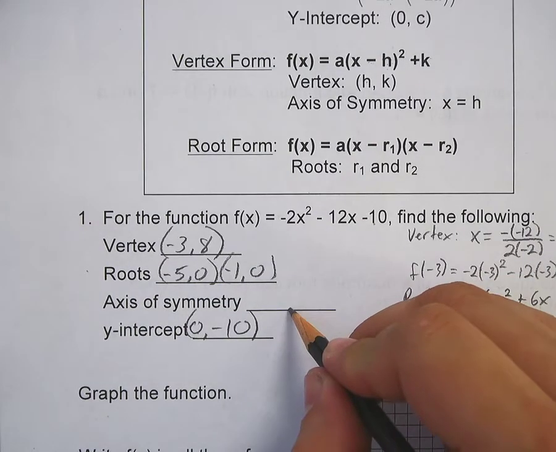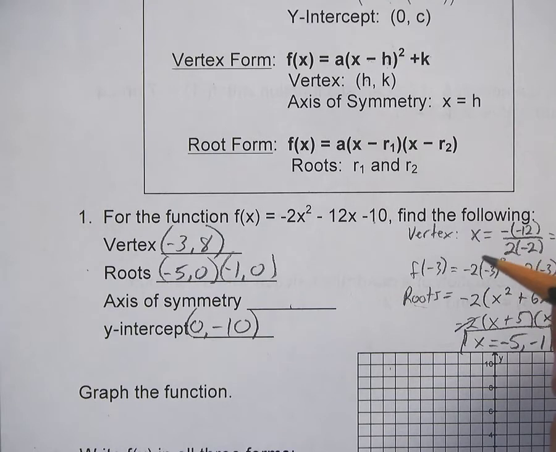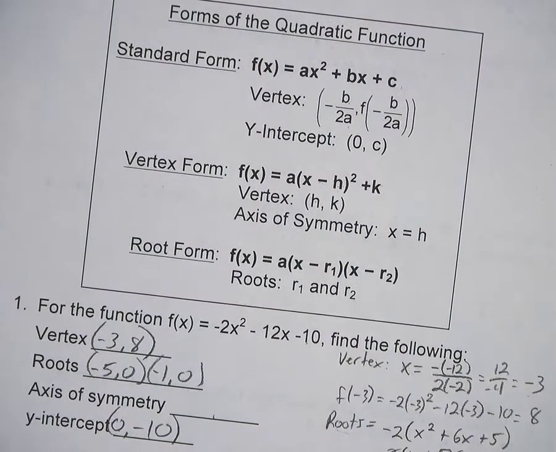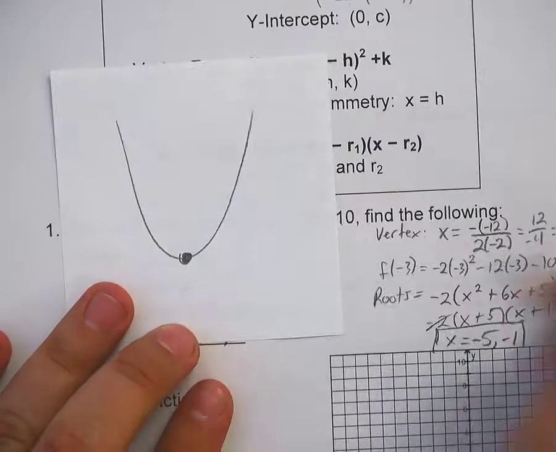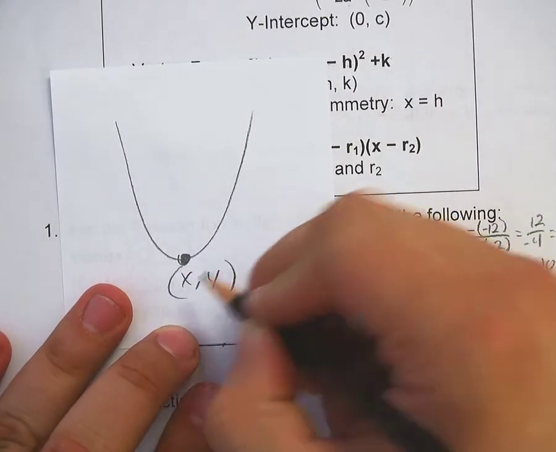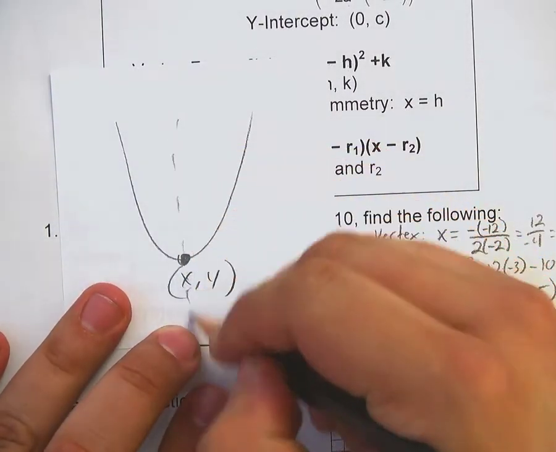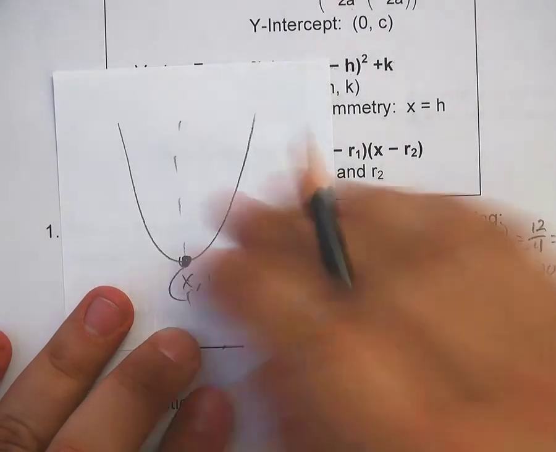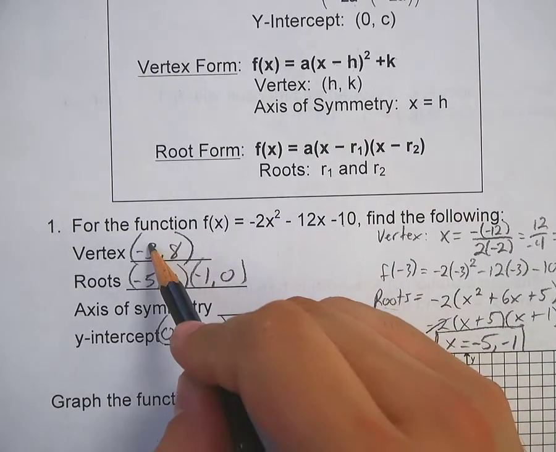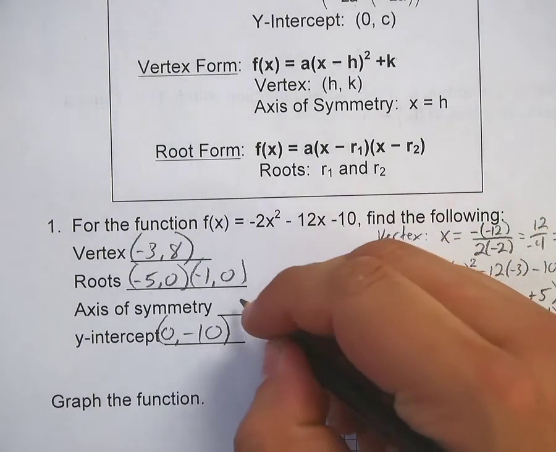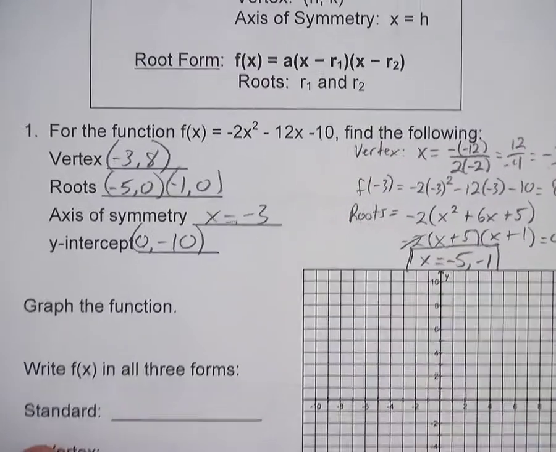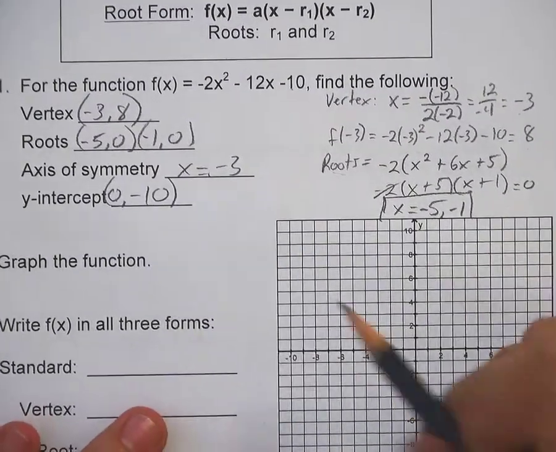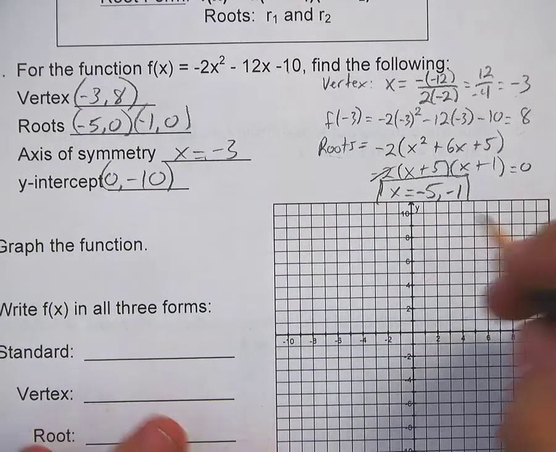For your axis of symmetry, it's going to be the x value of your vertex. I mean, think about a parabola. If this is your vertex, and this is x, y, whatever this x value is, that's going to be your axis of symmetry, right? So whatever the x value is of your vertex, in this case, -3, that's going to be your axis of symmetry. And now we can graph it. So the axis of symmetry is at -3, so I can go to -3.